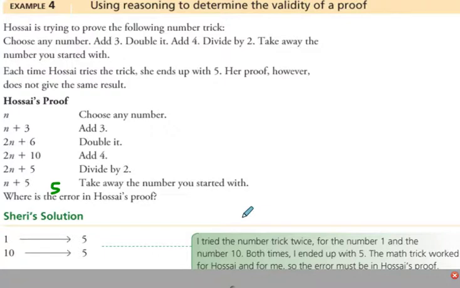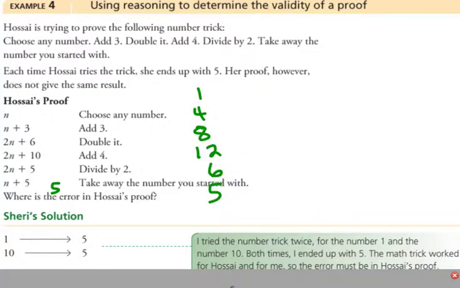So first of all, we can try a couple of numbers just to see if we agree with what she started with. So with the number 1, you start with 1, you add 3, gives you 4, double it gives you 8, add 4 gives you 12, divide by 2 gives you 6, and then take away the number you started with, which was 1, gives you 5.